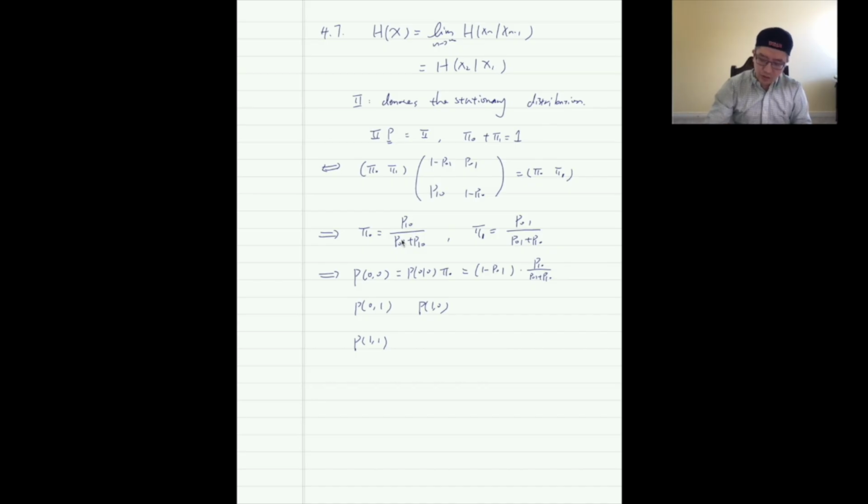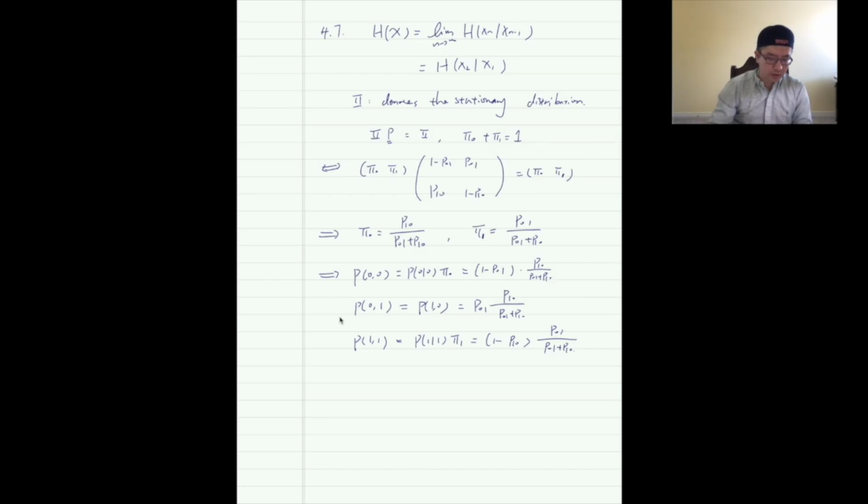And similarly, you can compute everything with the same approach. It turns out that these two guys, p01 and p10, are the same; both of them equal this guy. And lastly, p11 equals p(1 given 1) times pi 1, which equals 1 minus p10 multiplied by p01 over p01 plus p10. So now we have all the stationary distribution.